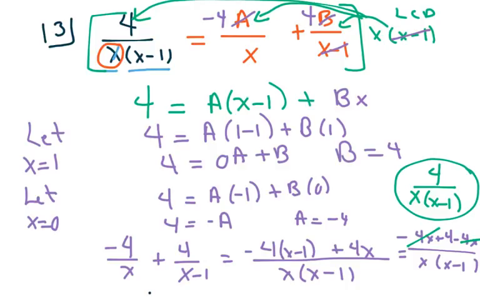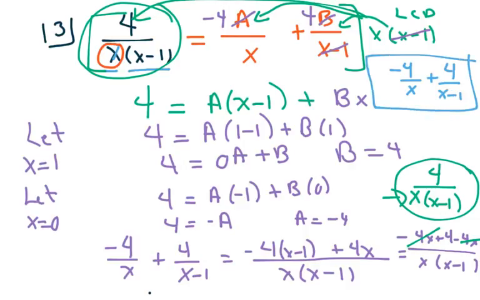So now we came back to our original equation. So they're giving it to you this way, and we have to break it down here. So this is our final answer: negative 4 over x plus 4 over x minus 1. We just decomposed this rational expression.